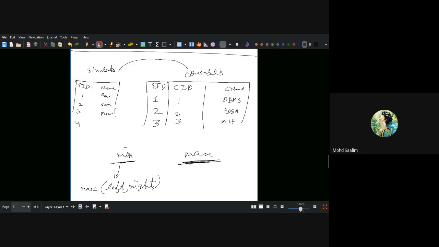For example, let me give you one more scenario. Let's forget the Salim condition. Let's add one more course called Med 1, and for that, the course ID is 4. Now I am forced to fill one of these values here because it is a foreign key. In a foreign key, you cannot fill a random value like 22. It will throw an error.